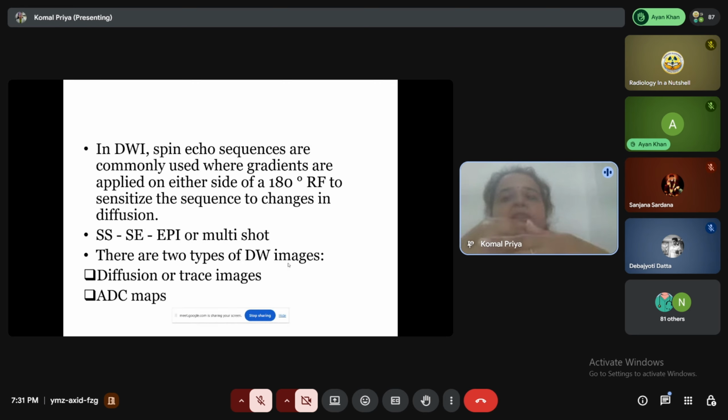So how will ADC be generated? The areas which have restricted tissue will have low ADC, compared to the areas which have freely diffusing molecules, which will appear brighter. So this is how your normal tissues and abnormal tissues will be differentiated, and two types of diffusion weighted images will be generated: your diffusion image and the ADC map. Now, do you all have any doubt in this? Should I repeat again, or is it clear?